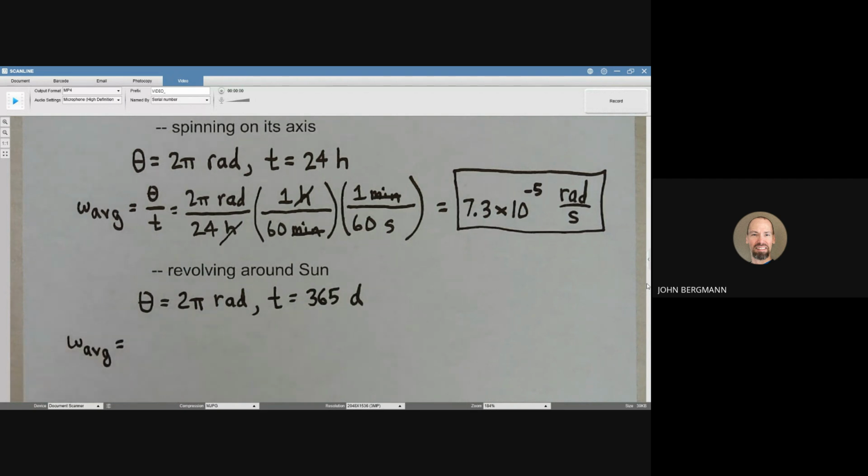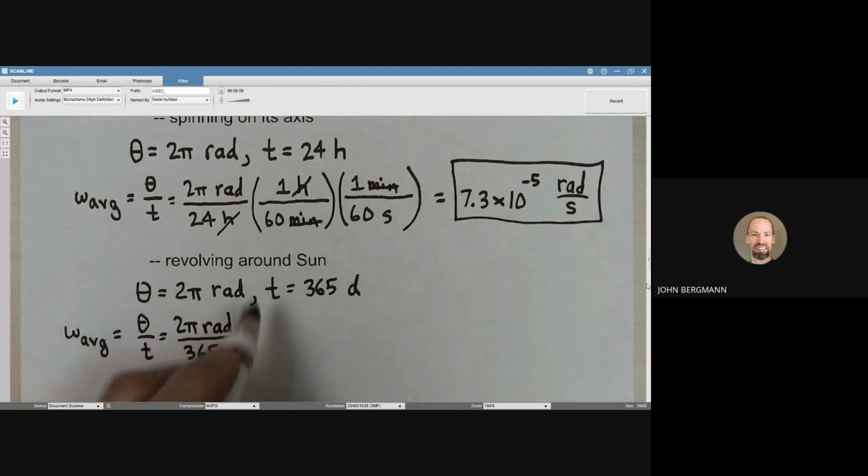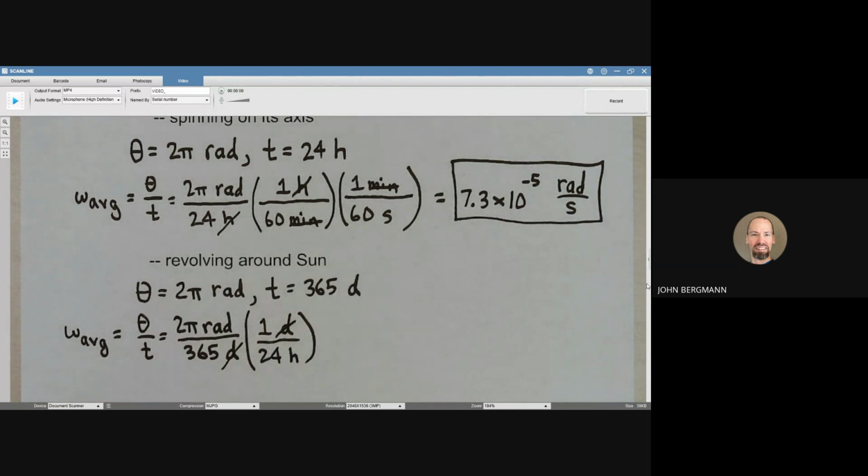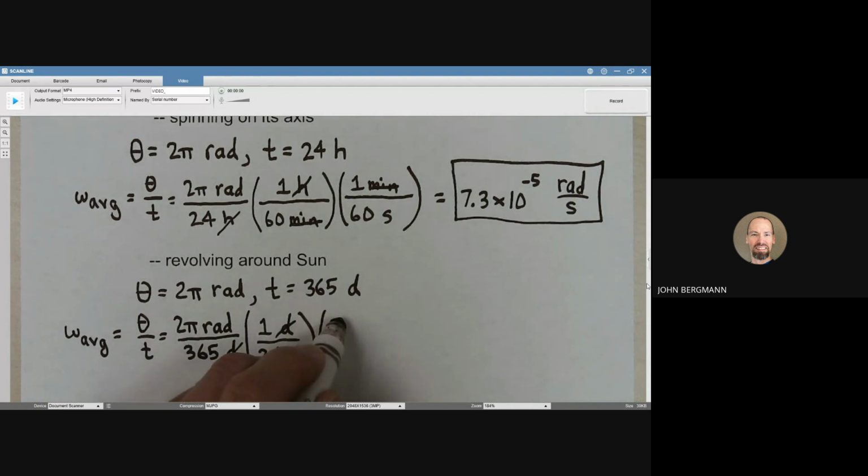The average angular speed is the angular displacement divided by time. That's 2 pi radians in 365 days. But I'm going to want my answer in radians per second, so let's do a little converting here. 1 day is 24 hours. The day units cancel, like that. That would give us an answer in radians per hour, but I don't want radians per hour, I want radians per second. So I'm going to go 1 hour.